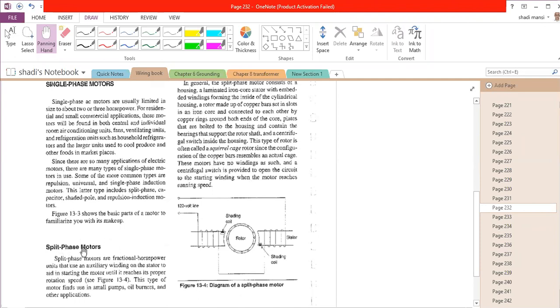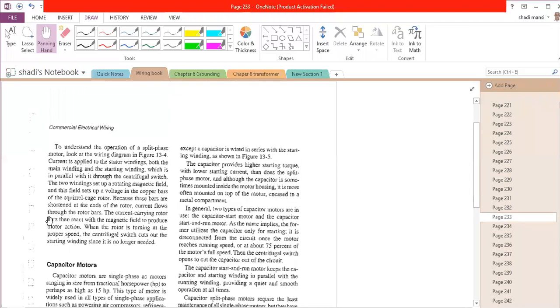For example, this is a split phase motor and this is the connection of the split phase motor. In a normal condition, I would ask you to draw and memorize the connection of the split phase motor. But now all I need is for you to write the type and the application. I believe the application is somewhere here, when the rotor reaches running speed, the centrifugal switch operates and so on. If there is an application, just put the application for the motor.